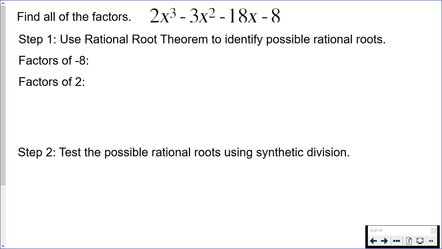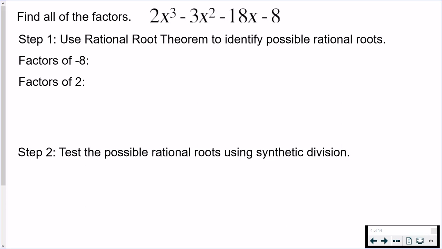I'm going to show you how to use the rational root theorem to factor a polynomial. Now, there are going to be polynomials where you can't use grouping or any type of factoring method that you may have learned before, which is why we now need to use the rational root theorem. So I'm going to walk you through step by step how to use it.